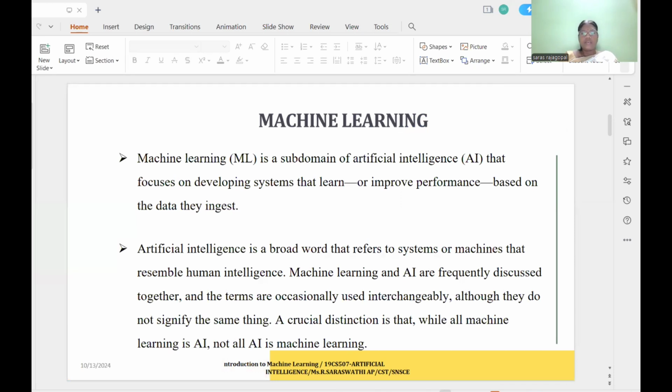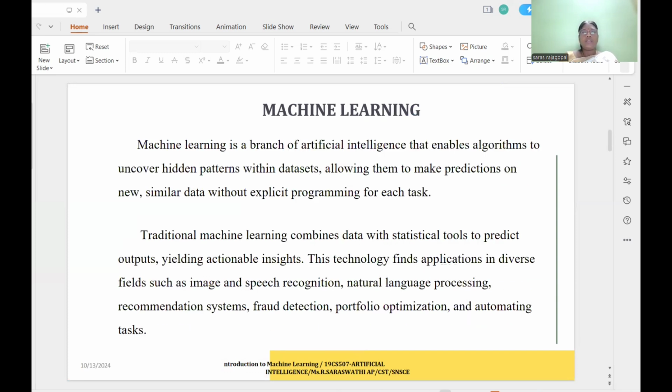Artificial intelligence is a broad word that refers to systems or machines that resemble human intelligence. Machine learning and AI are frequently discussed together. The terms are occasionally used interchangeably, although they do not mean exactly the same thing. The distinction is that all machine learning is AI, but not all AI is machine learning.